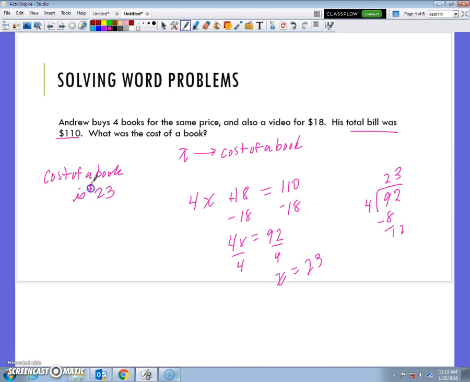Let's see if that makes sense. If I had 23 plus 23 plus 23 plus 23 plus 18, would that equal 110? Yes, I think it would. I think this answer makes sense, so I'm going to say the cost of a book is $23.